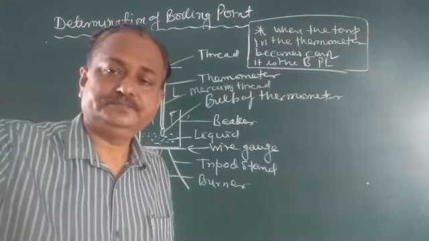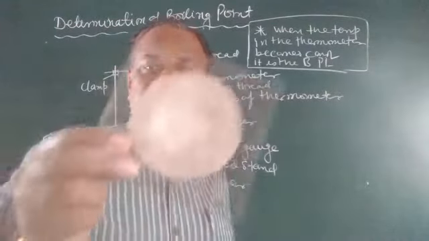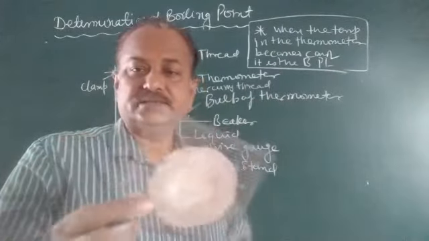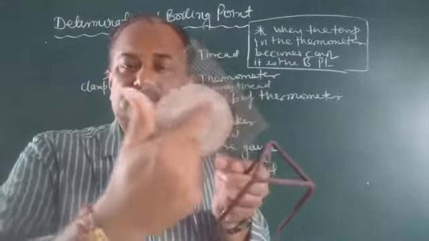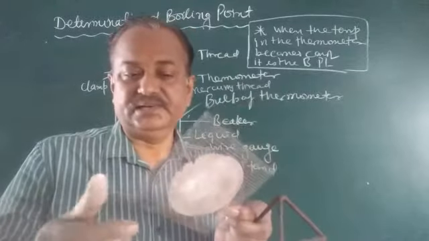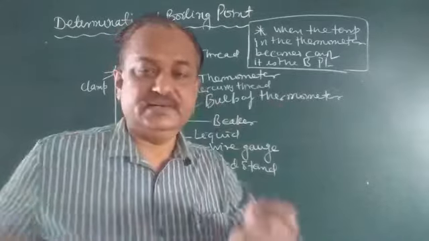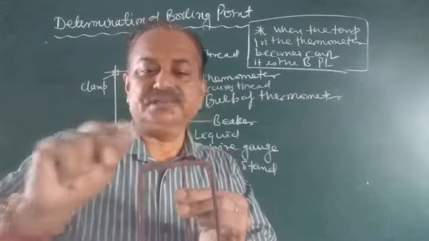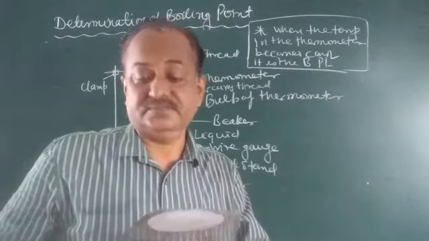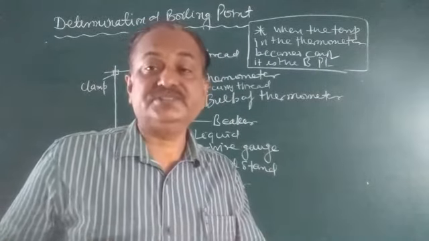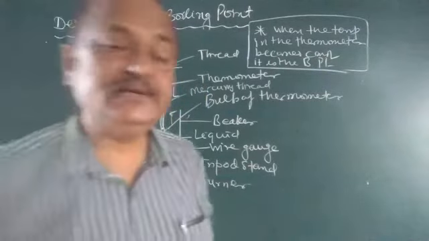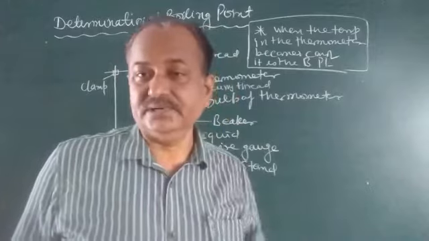So this is there. I am showing this. See children, this is wire gauze. It is simple wire mesh, and it has a layer of asbestos. It is fireproof material. It is on only one side, and this is tripod stand. We keep this. This has to be kept up. What is the function of this asbestos layer?